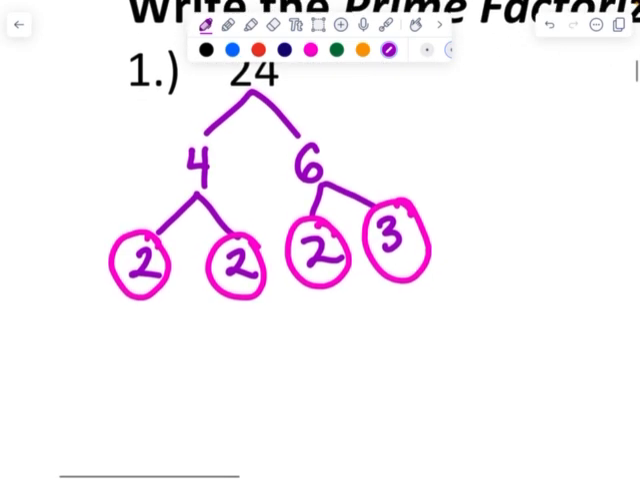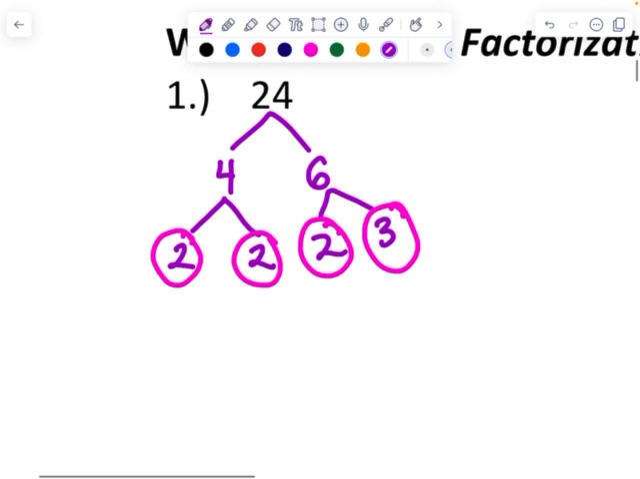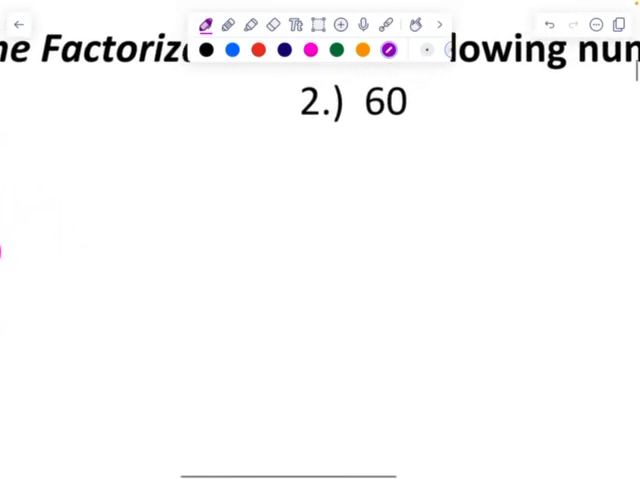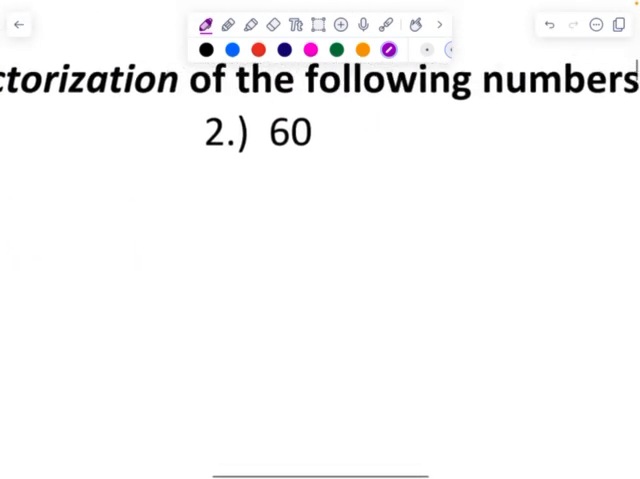All right, so now how I can write this prime factorization, I can write it two ways. I can write 2 times 2 times 2 times 3. If I plug that sequence of numbers in the calculator, I should get 24. I can also write it as 2 to the third power times 3. Either of those work. All right, I want you to go ahead and give number 2 a shot. Break up 60 into prime numbers.